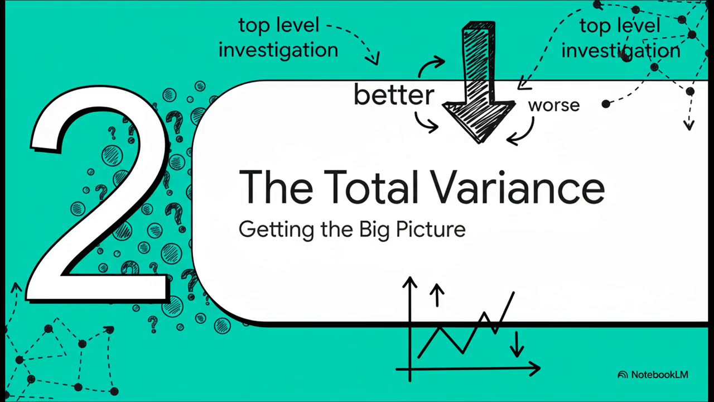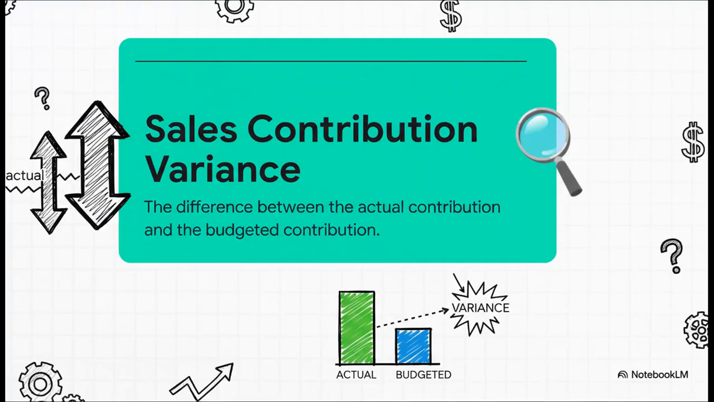Now we can start our investigation at the very top. We need that big picture view first. Did we do better or did we do worse than we planned? Simple as that. This is what I like to call our level 1 diagnostic, the total sales contribution variance. It's the ultimate bottom line of your sales performance. It's the total difference between the contribution you actually made and what you thought you were going to make in your budget. This is the total problem, or maybe the total surplus, that we now need to explain.